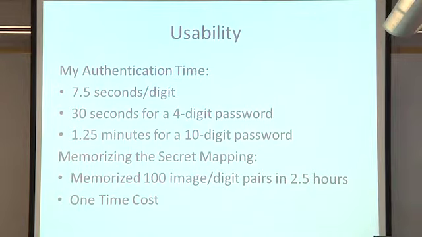And memorizing the secret mapping is the most challenging aspect of using the scheme. It took me about 2.5 hours to memorize a mapping from 100 images to digits. It's faster if you want to memorize a mapping from, say, 30 images to digits. The nice thing is that this is a one-time cost, and I'll make that argument later in the talk.